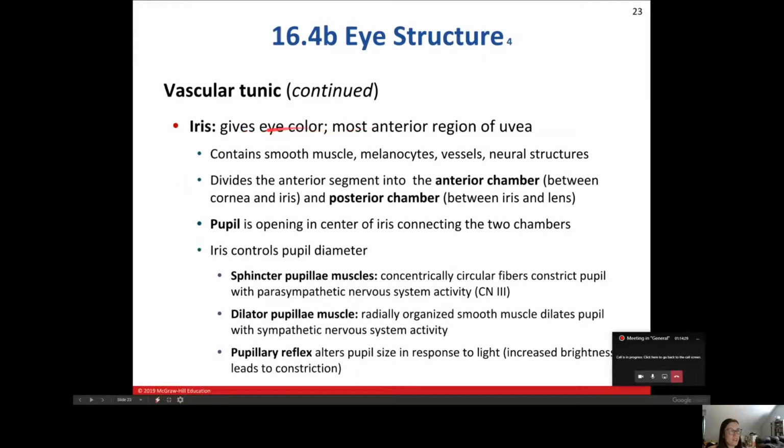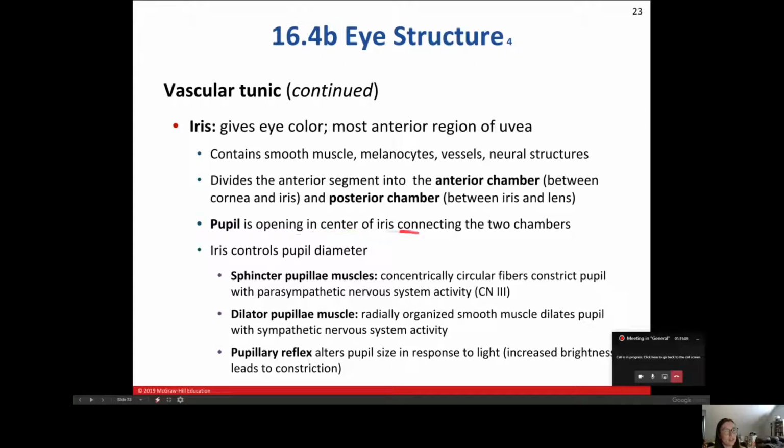So the iris, once again, gives the eye the color. I mentioned earlier that the anterior cavity is going to be subdivided into two chambers, an anterior chamber and a posterior chamber. So the iris is going to be the dividing line between the anterior chamber and the posterior chamber. All of this is in front of the lens. The anterior chamber is between the cornea and the iris, so the very front, and the posterior chamber is between the iris and the lens. And so really the anterior chamber is what you can see, right? Because you can see from the cornea to the iris, and that's pretty much it, unless you're looking through with an ophthalmoscope or a slit lamp or something.